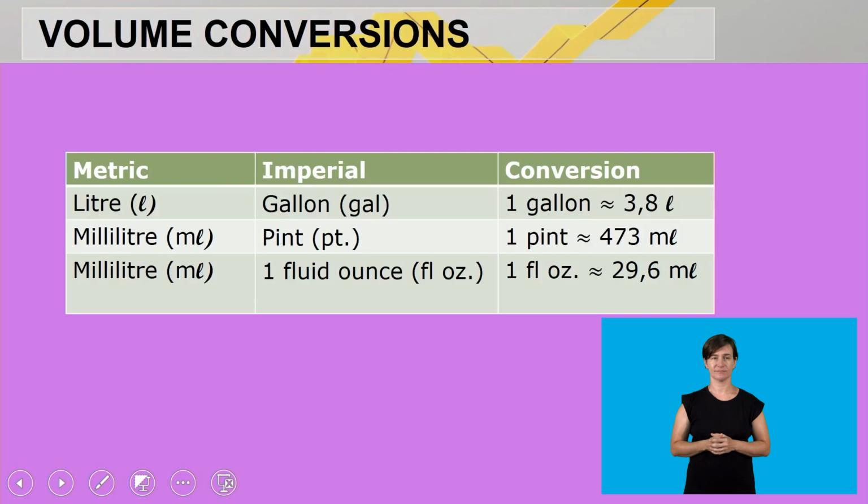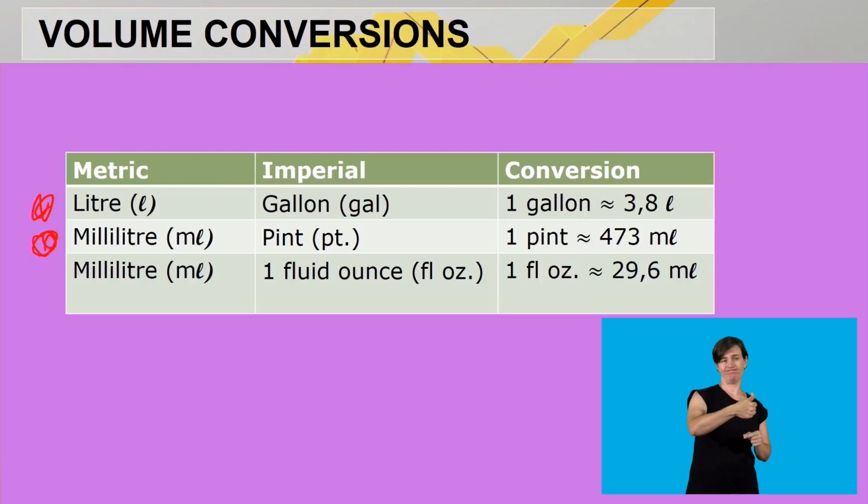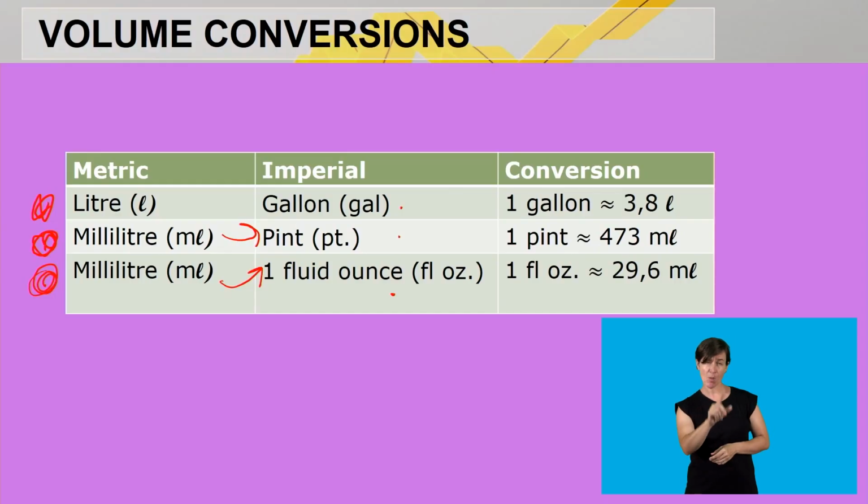So, metric to imperial. If we look at the metric side, we can see there is litre and milliliter, and then on the imperial side, gallons, pints, and fluid ounce. And that is also why milliliters was there for a second time, because now we convert that to pints and also to fluid ounce. When we look at the conversion factors, we'll see that 1 gallon is 3,8 liters, 1 pint is 473 milliliters, and then 1 fluid ounce is 29,6 milliliters.